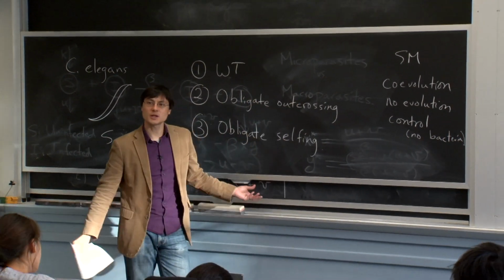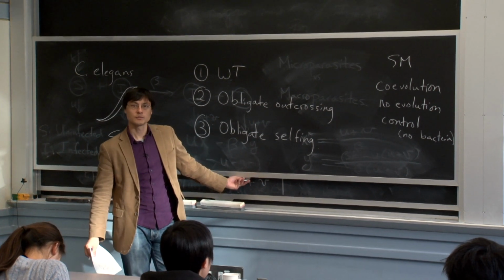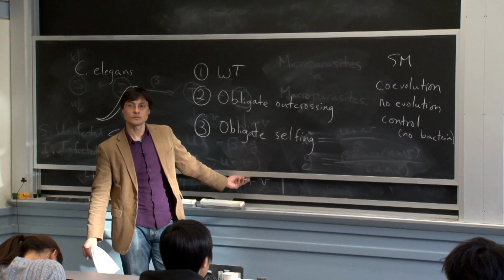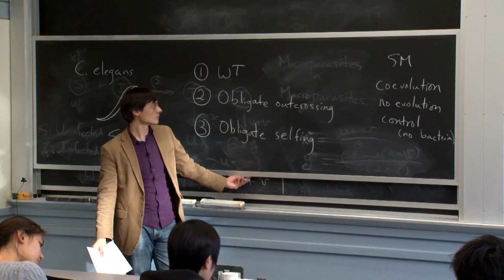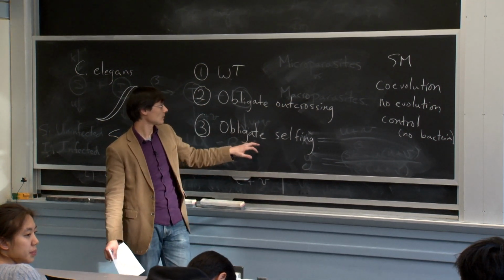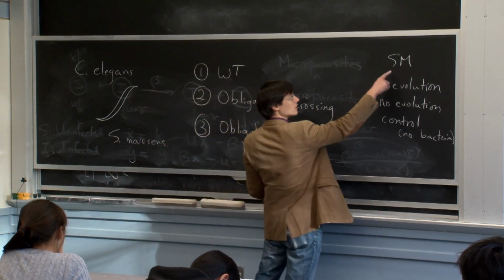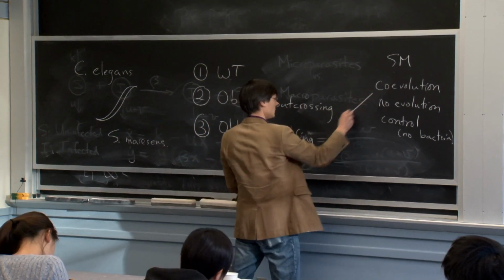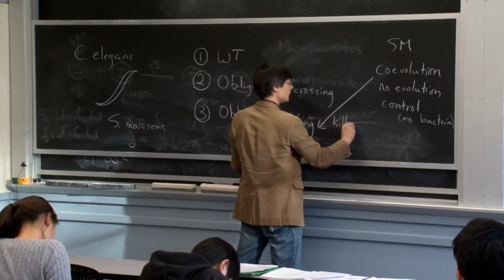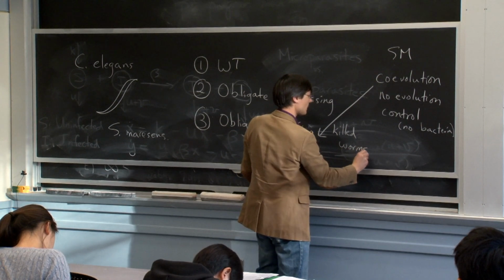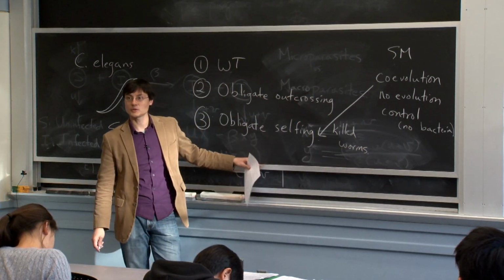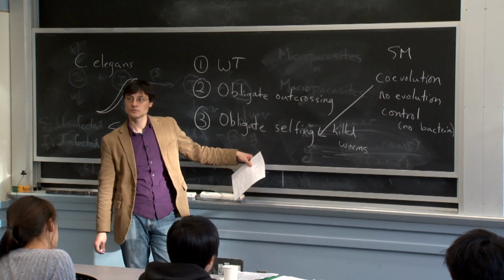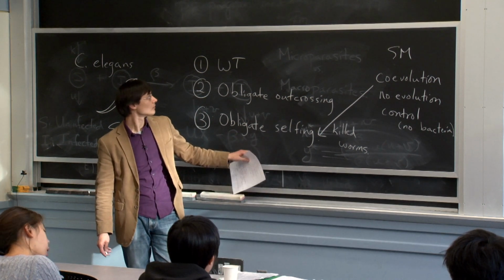And what was the most striking thing that they saw in this experiment? That's right. If you allowed the bacteria to evolve against this obligately selfing population, this killed the worms. Right? And what was the other thing that was very striking about their experiment? Yeah. The worms that could either outcross or self.